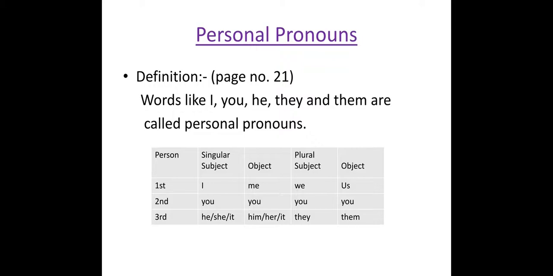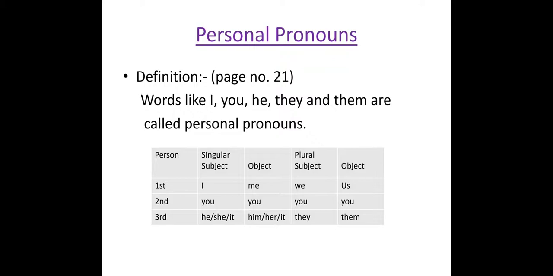You can open your textbook and see on page number 21 you will get the definition of personal pronoun. Words like I, you, he, they and them are called personal pronouns. You can see in the table also, it is given in your textbook and I have put it on the screen also. So the first person refers to the speaker or speakers, that is I and we.